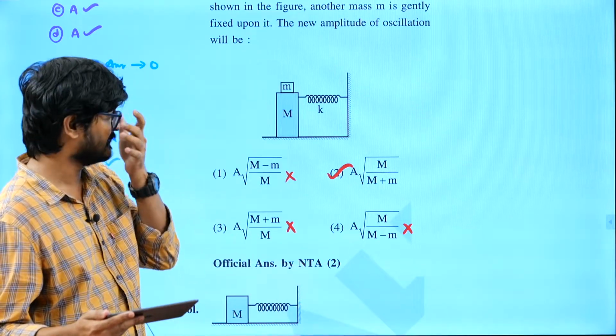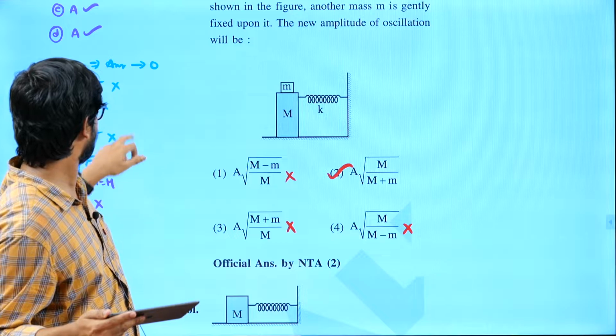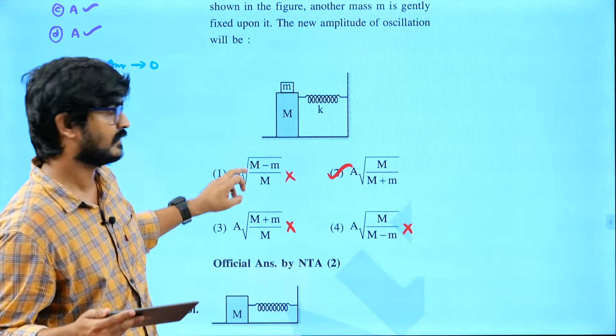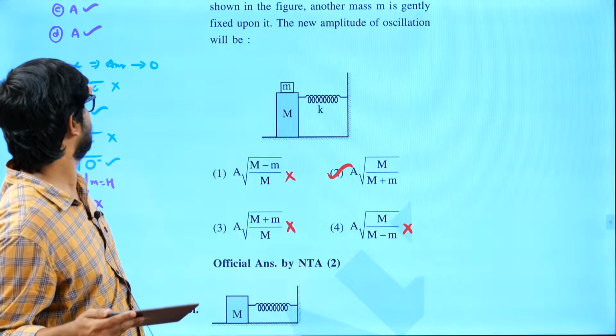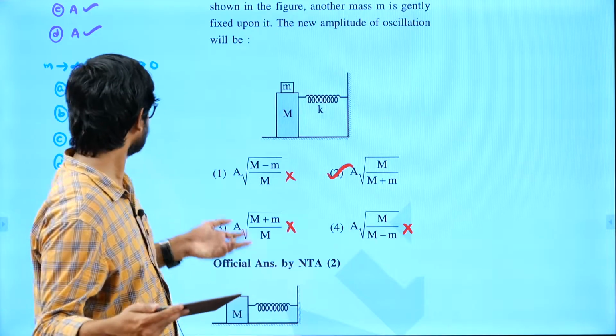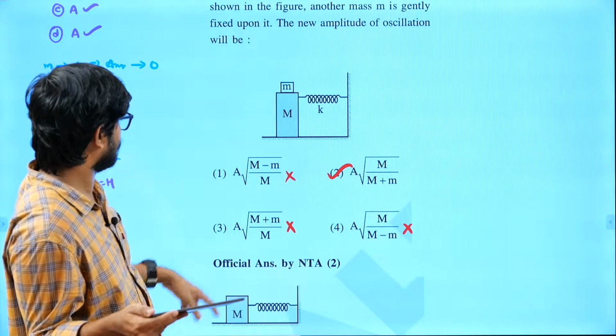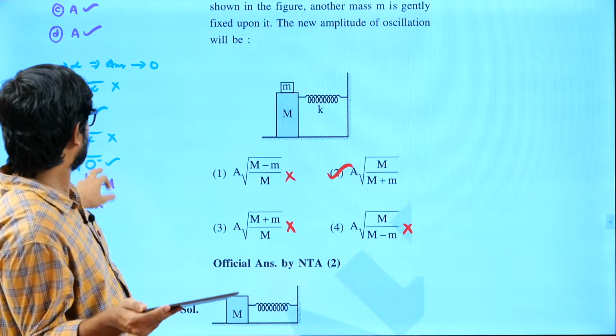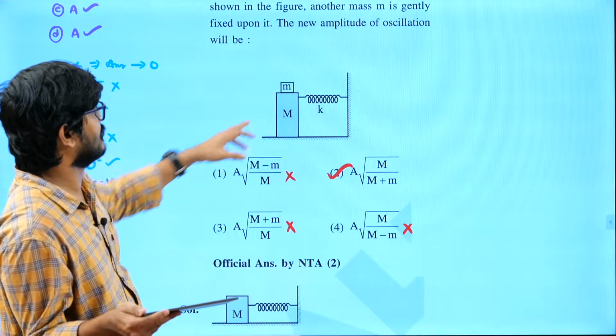From there I can eliminate options A and C. I can eliminate them by seeing what will happen if small m tends to infinity. It is not going to be 0. But options B and D are going to be 0. Now out of those two, I have seen what will happen if these two masses are equal.